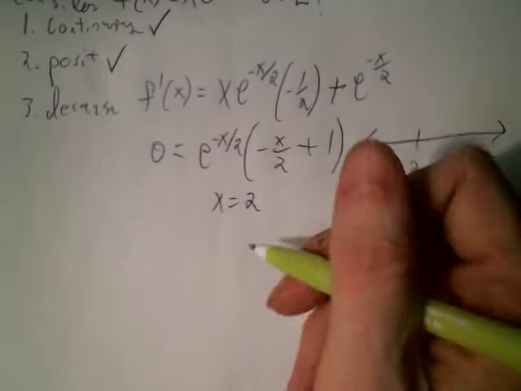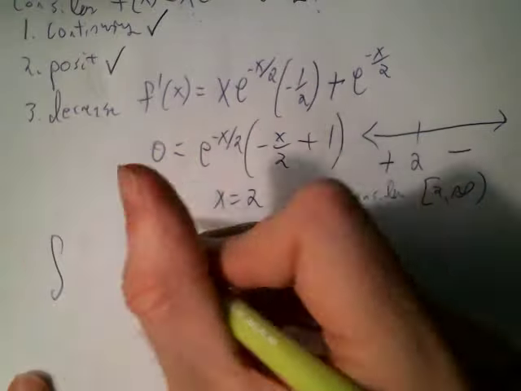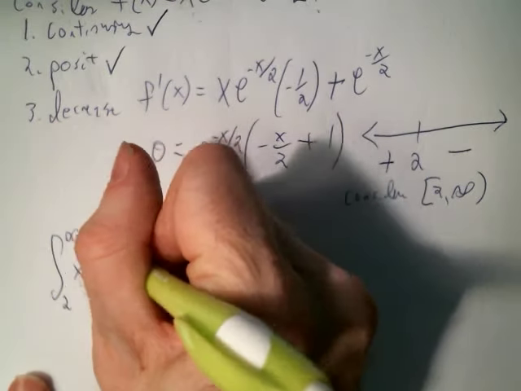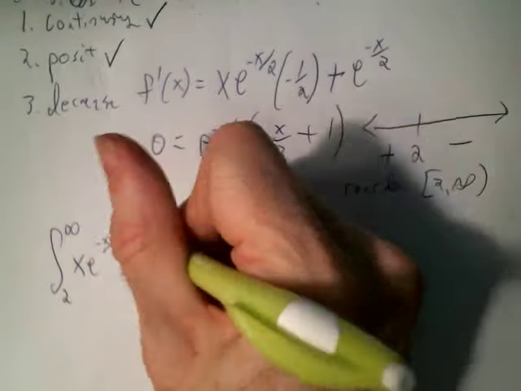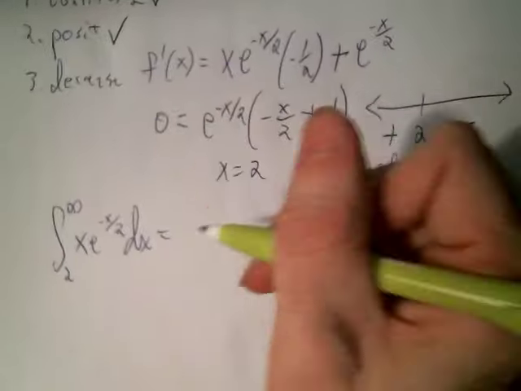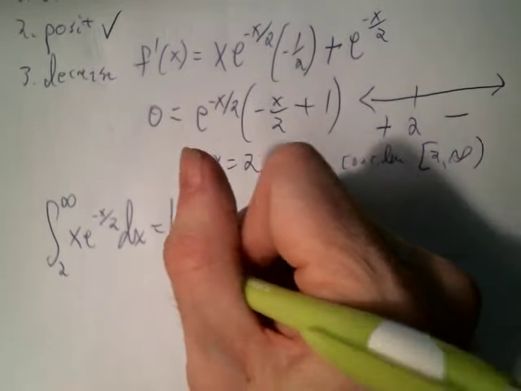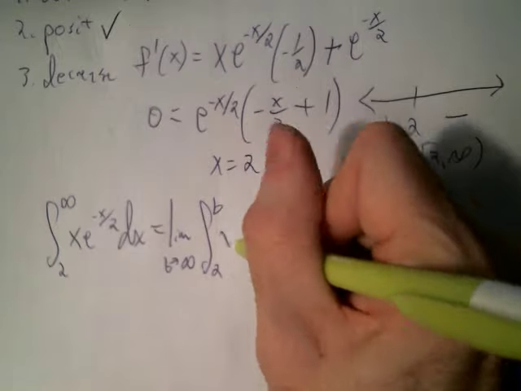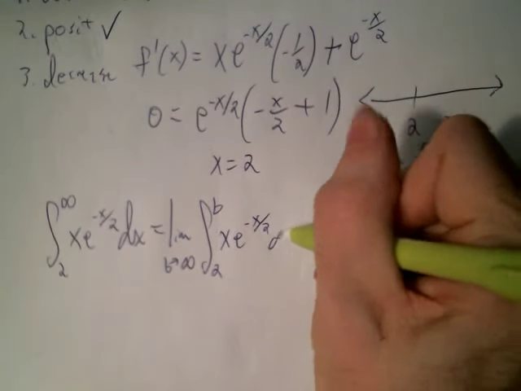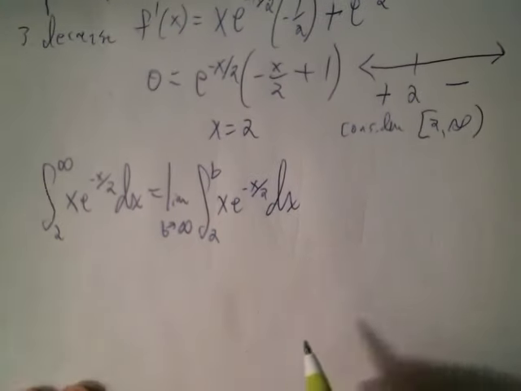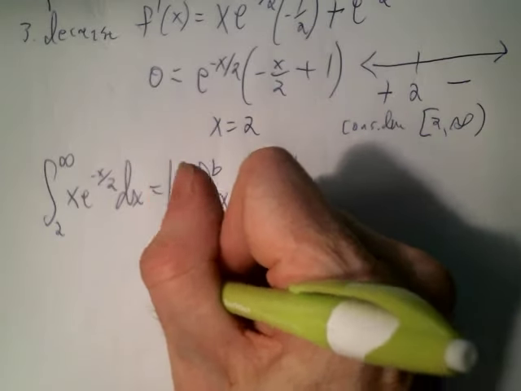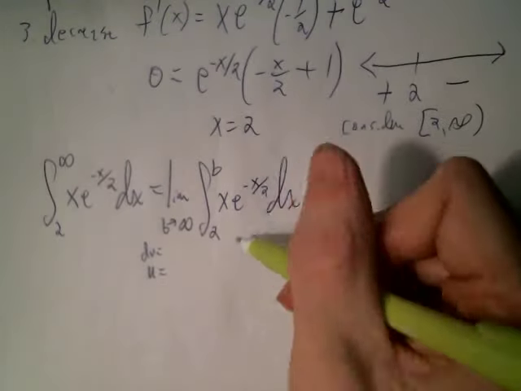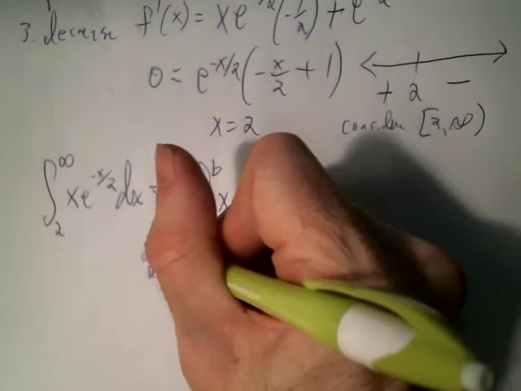All right, so let's get to the integral then and take a look. So I'm going from 2 to infinity, x e to the negative x over 2 dx. Okay, it's an infinite interval, so you have to rewrite it as a limit. And then I have a nasty little integral here. It's integration by parts. So LIATE says do the algebraic first.